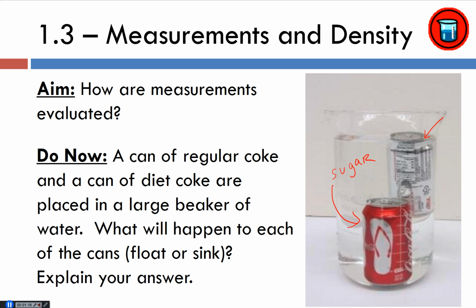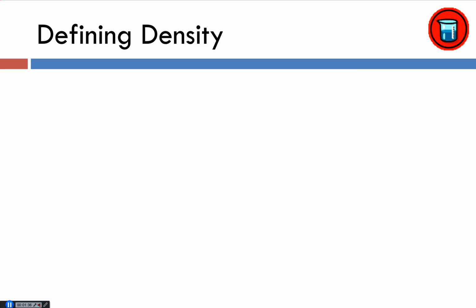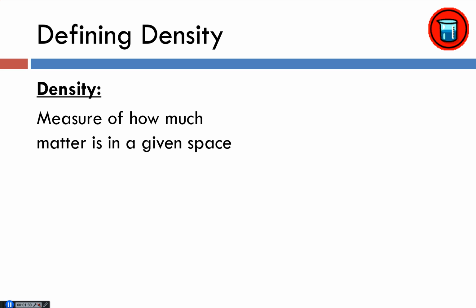So some students came to the conclusion that, okay, the Coke can must be heavier than the Diet Coke can. While I understand what you're trying to say, be a little bit more careful about how you choose your words. The reason we see Coke sinking and Diet Coke floating is not because of mass, it's because of density. So density is a measure of how much matter is in a given space.